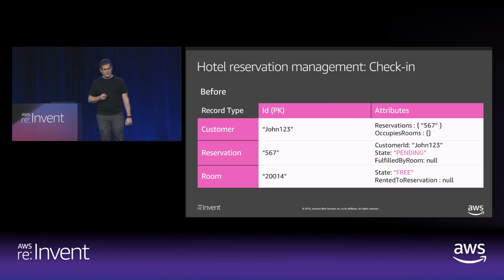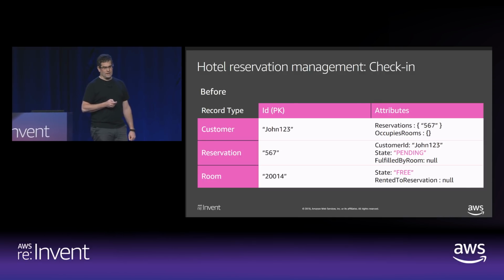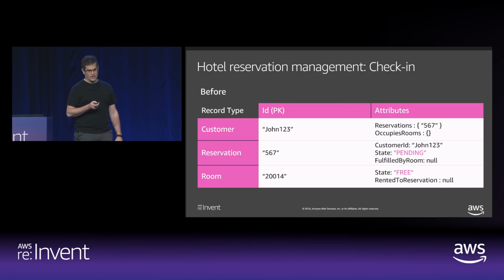So here's what the data would look like, for example, after John created just one reservation, and he's trying to check into the room. We see that the reservation is pending, that there's no room occupied by John, and that we found a room, and that room is free. Now, how did we come to obtain these 3 records? It depends on how you manage your inventory of rooms, and how you identify the customer and the reservation.